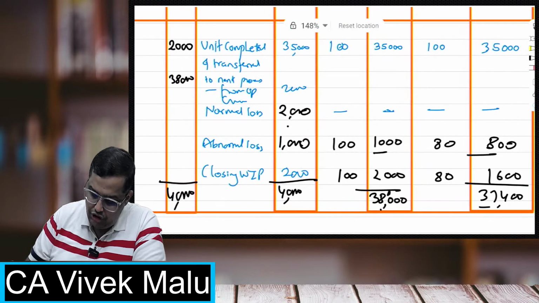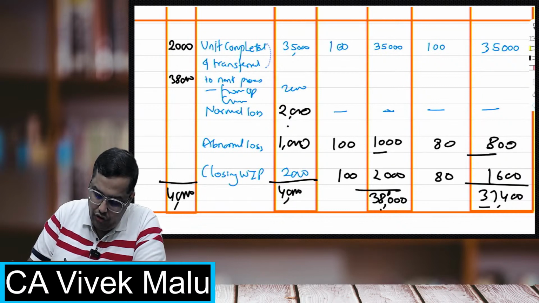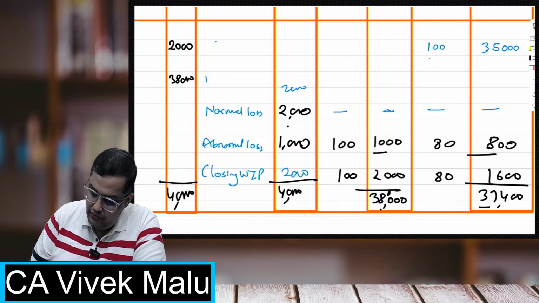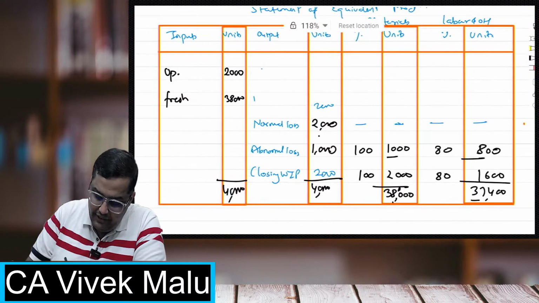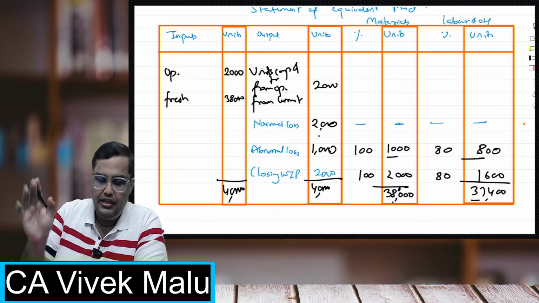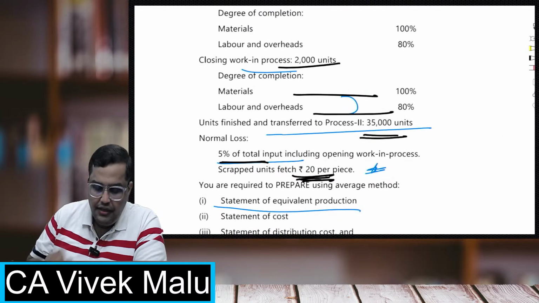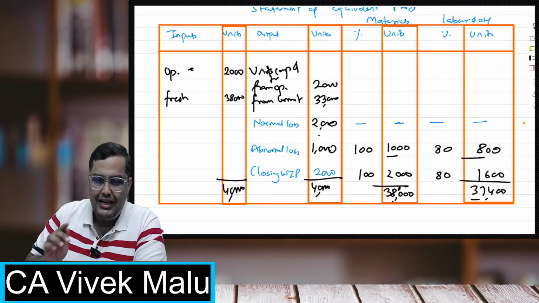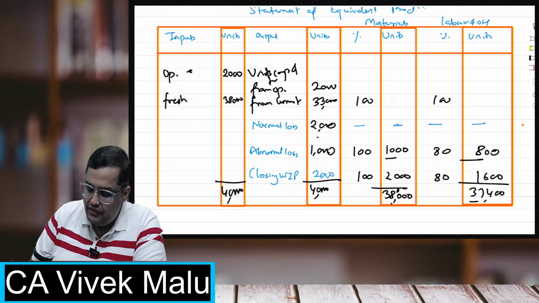If we are solving the same question, students, with the help of weighted average cost, then your answer will be like this: units completed and transferred from opening 2000 units, from current production. See, we have transferred a total of 35,000 units, right? We have transferred and completed 35,000 units. So opening stock was already 2,000 units, and 33,000 will be from the current production. Those which are current production are 100% done in the current year only.